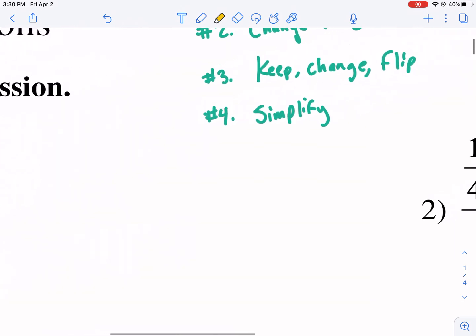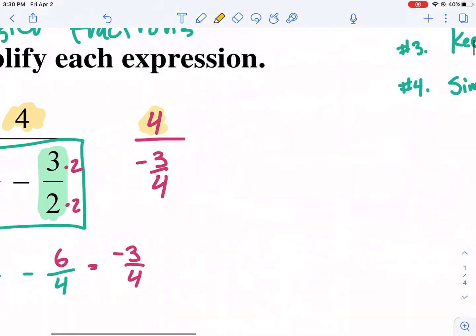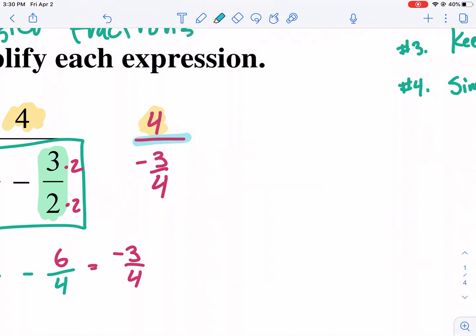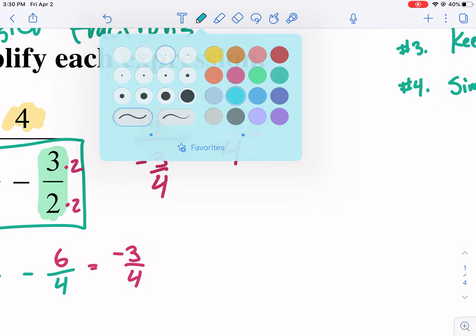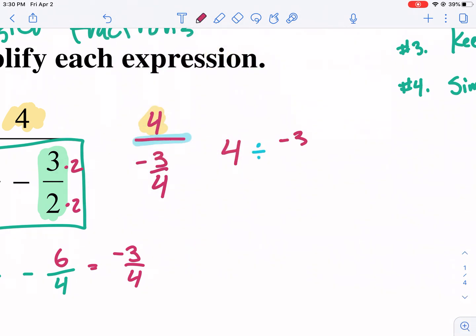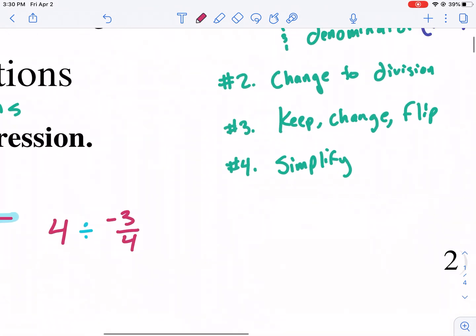Now, what do we do from here? We're going to change this to division. So we're going to rewrite this problem as 4 divided by negative 3 over 4. All right, we're done with that step now.